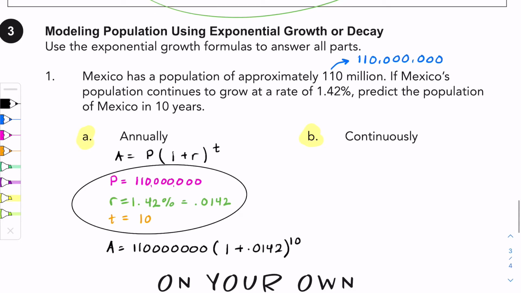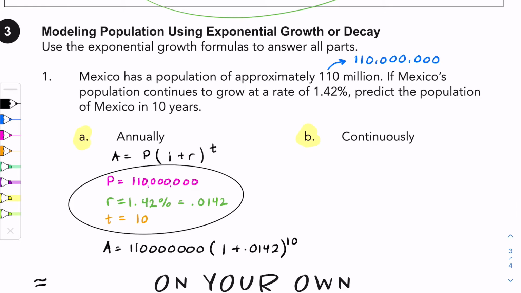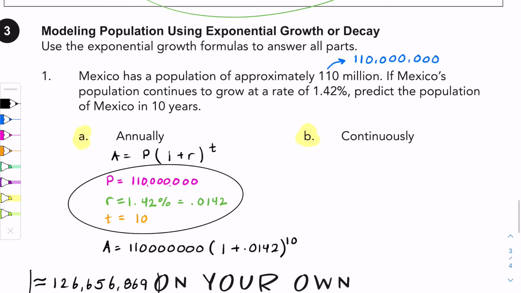And if I was to type this into my calculator, I would have a population rounded to the nearest whole number of 126,656,869. And you round to the nearest whole number because you're working with population of people in this case, so obviously people would be whole numbers for it to make sense.